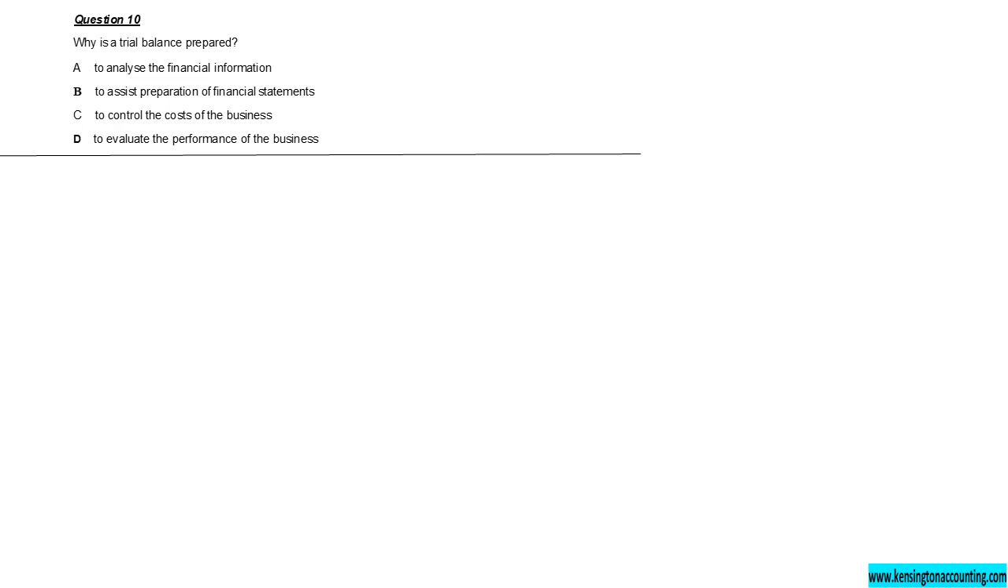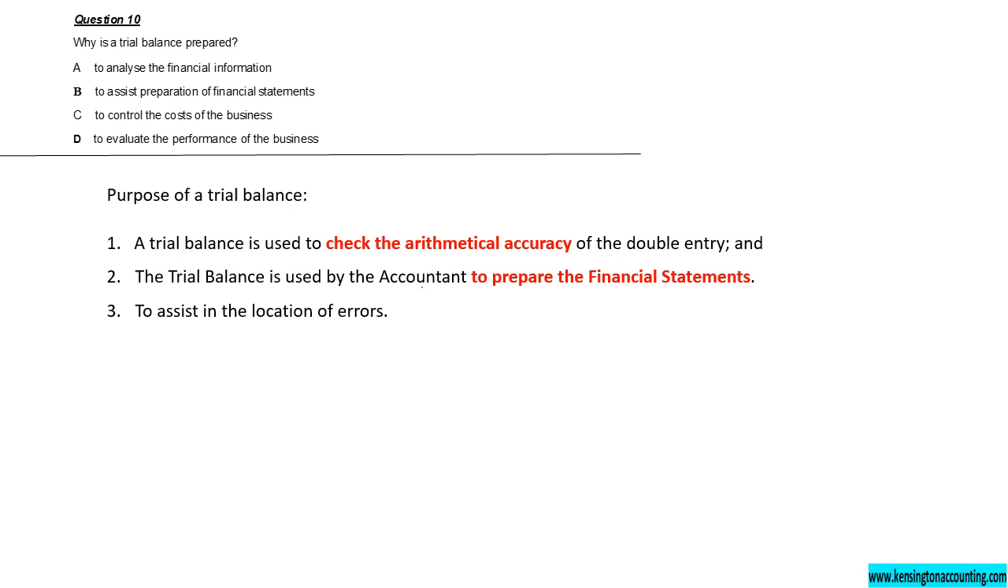Okay, this question is about the reasons, the importance, the uses of a trial balance. Basically, it has 3 purposes. First, to check arithmetical accuracy. It also is used to prepare financial statements and also to assist in the location of errors.